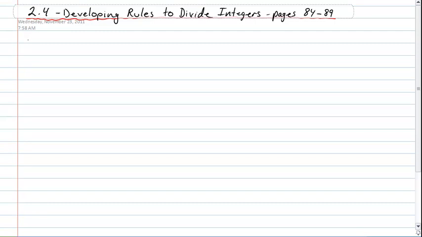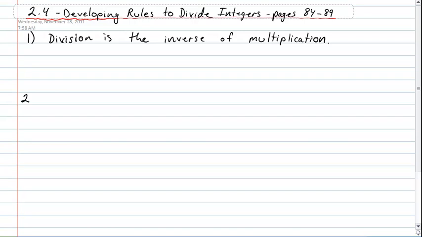First thing we want to talk about is that division is the inverse of multiplication. Alright? You can copy all of this down. And I'll show some examples of that, but leave a little space, and let's go number 2.